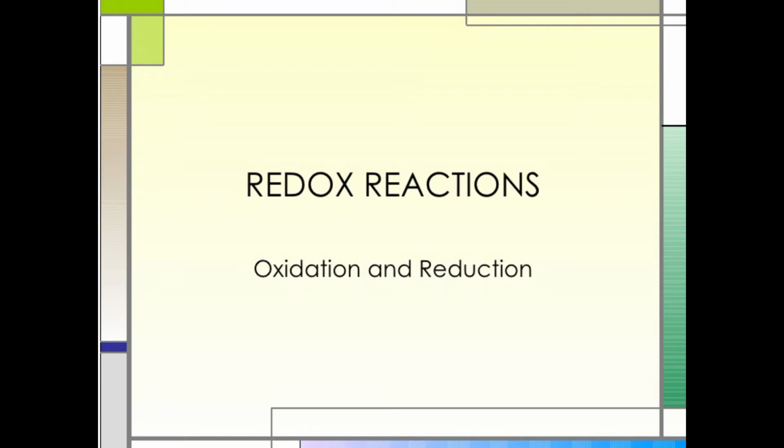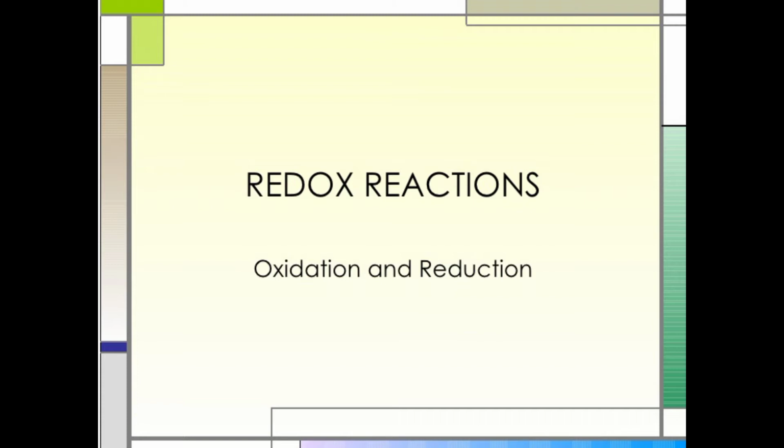We have reached a very new chapter. This chapter name is Redox reactions. Do you know what redox reactions are? Have you ever come across this word, redox reaction? Yes. In your lower classes also you have studied about redox reactions.